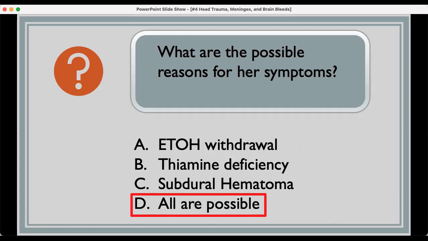Alcohol half-life is like 4 to 6 hours. So she could be in alcohol withdrawal causing the confusion and restlessness. Thiamine deficiency, Wernicke-Korsakoff syndrome, can cause confusion. And then, of course, the subdural hematoma.